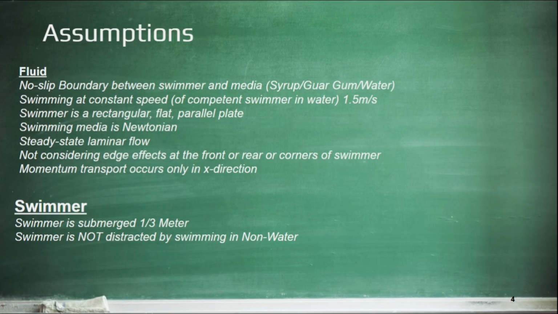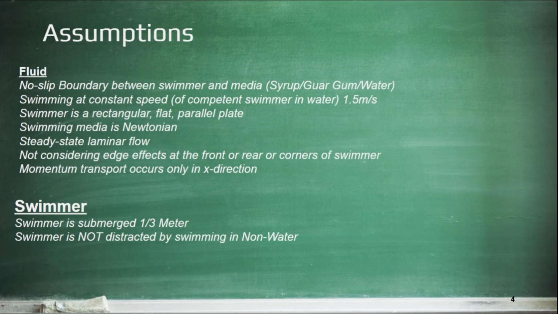So the assumptions on the fluid were that there was a no slip boundary between the swimmer and the media, and swimming was at a constant speed, approximately 1.5 meters per second. The swimmer is assumed to be a rectangular flat parallel plate so that we can model the shell balances on the swimmer. And the media is a Newtonian fluid, and there is steady state or laminar flow. We did not consider the edge effects at the front or rear corners of the swimmer. And lastly, we assume that momentum transport occurs only in the x direction.